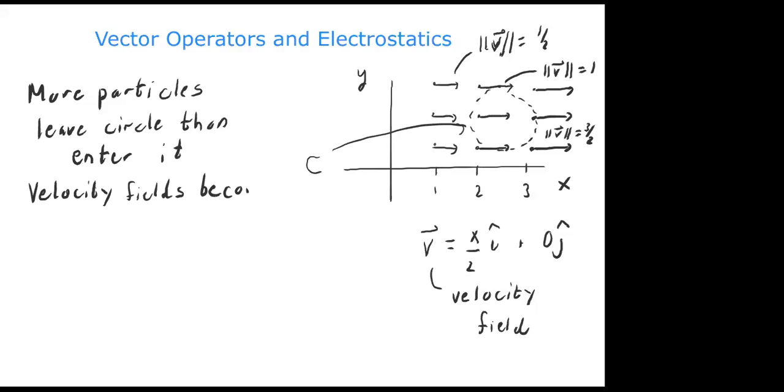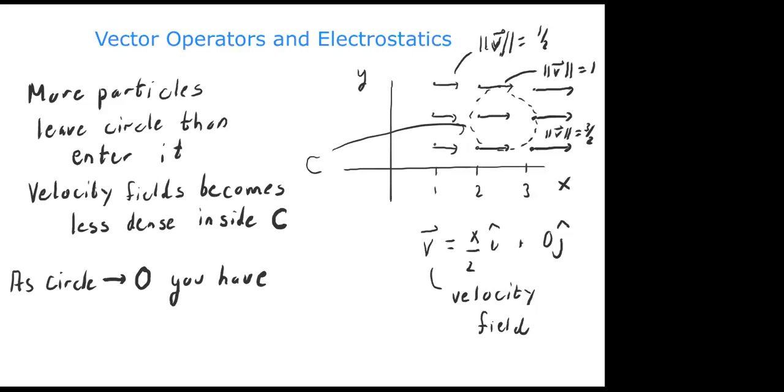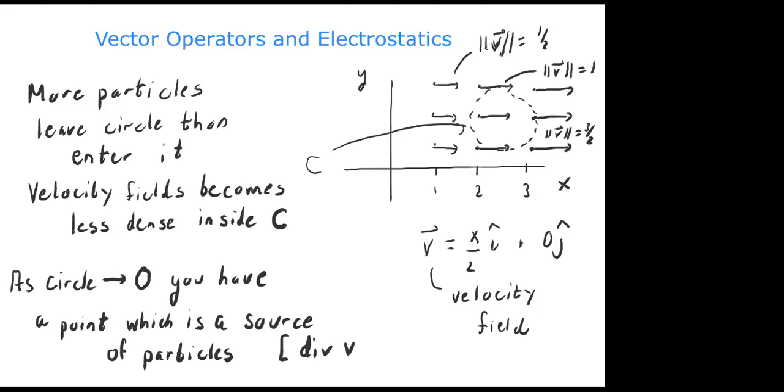The velocity field becomes less dense inside my circle C. And as the circle gets smaller and smaller, so its radius goes to 0, what you have is a point in your velocity field, which is a source of particles. And all this comes about because you have a vector field whose divergence anywhere in the xy plane is positive. So for positive divergence of a vector field, any point in the field acts as a source of particles.